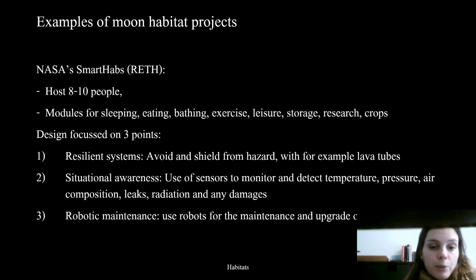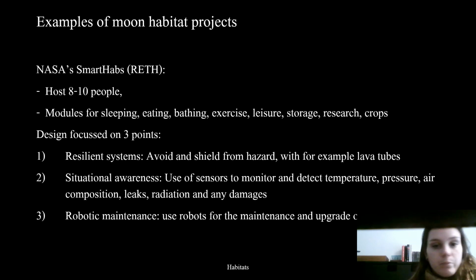And then the robotic maintenance. Obviously, we can't always do all the jobs of maintenance. Even on Earth, you don't do all the construction yourself if you can. But also with microgravity or reduced gravity, it's going to be actually more complicated to do it. It'd be easier to lift things, but it's more likely that you will be unstable. So actually having robots helping in the maintenance and control and upgrade of the facility is a big plus.